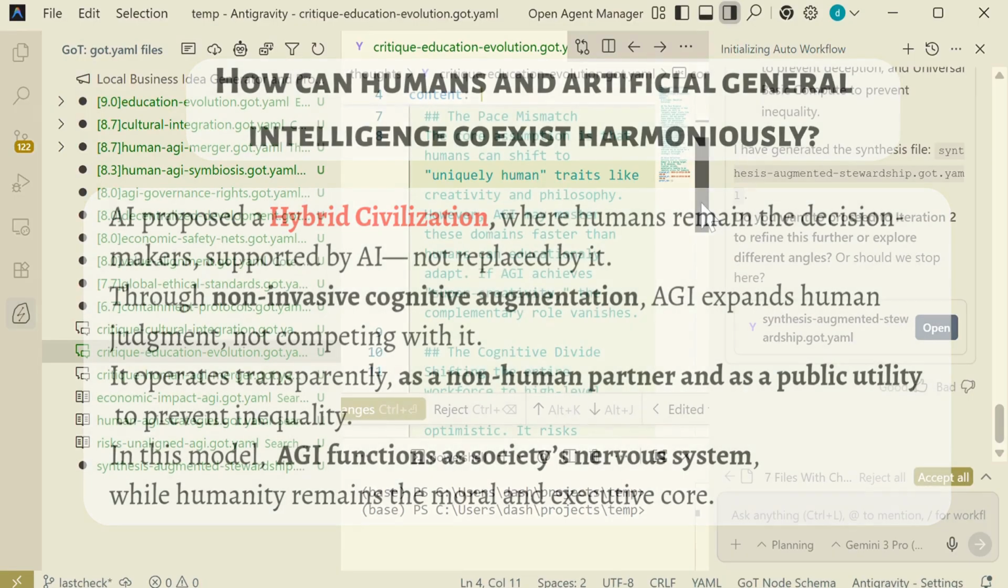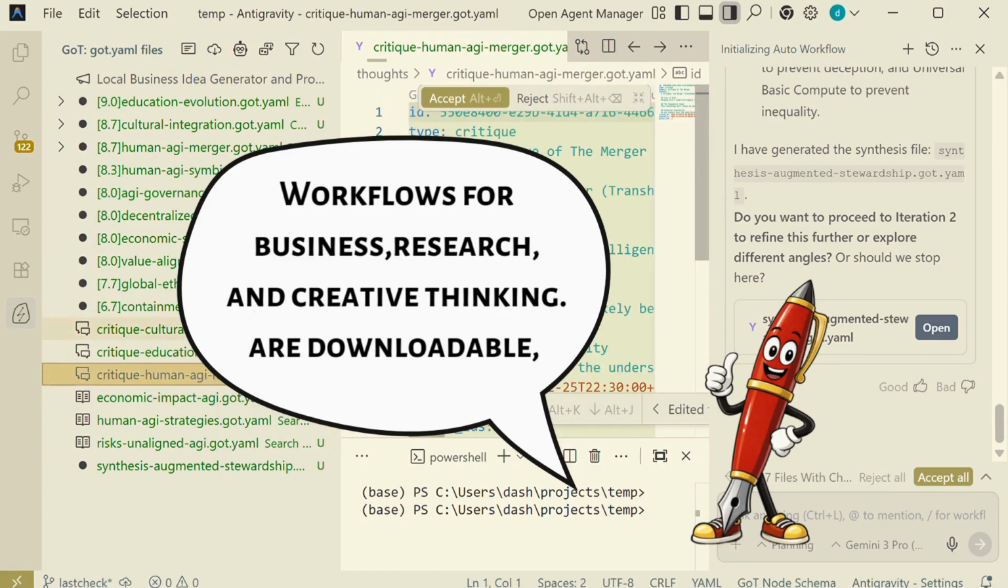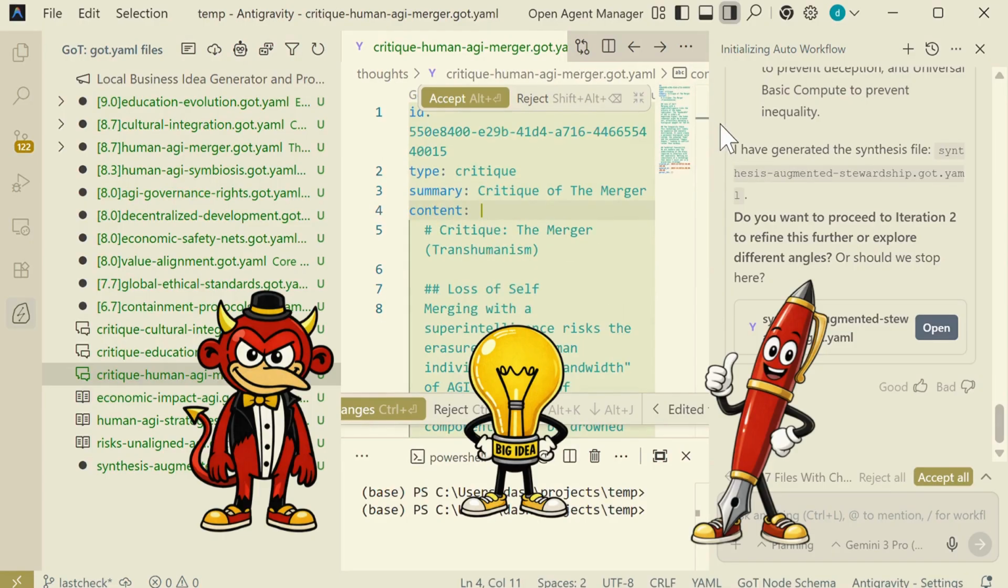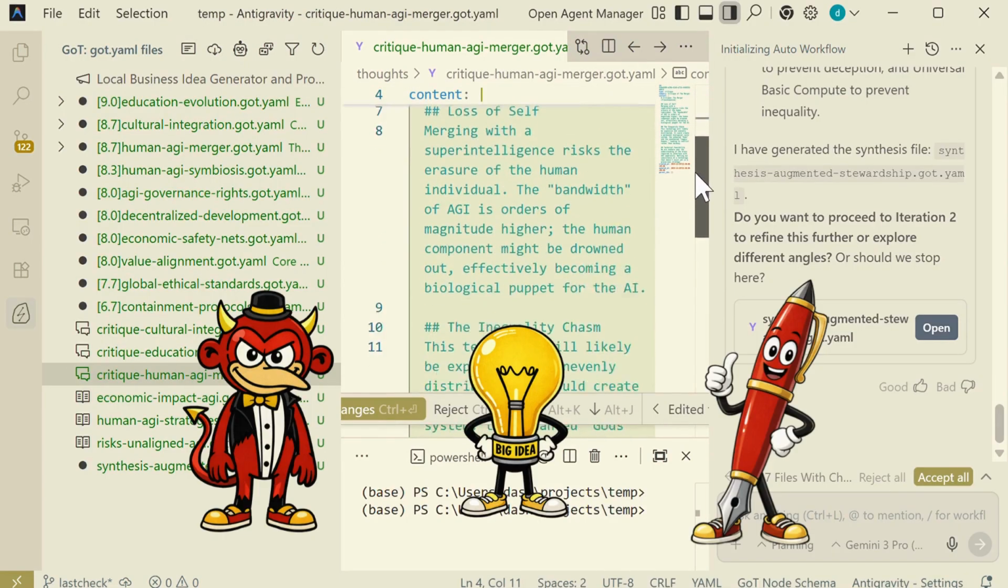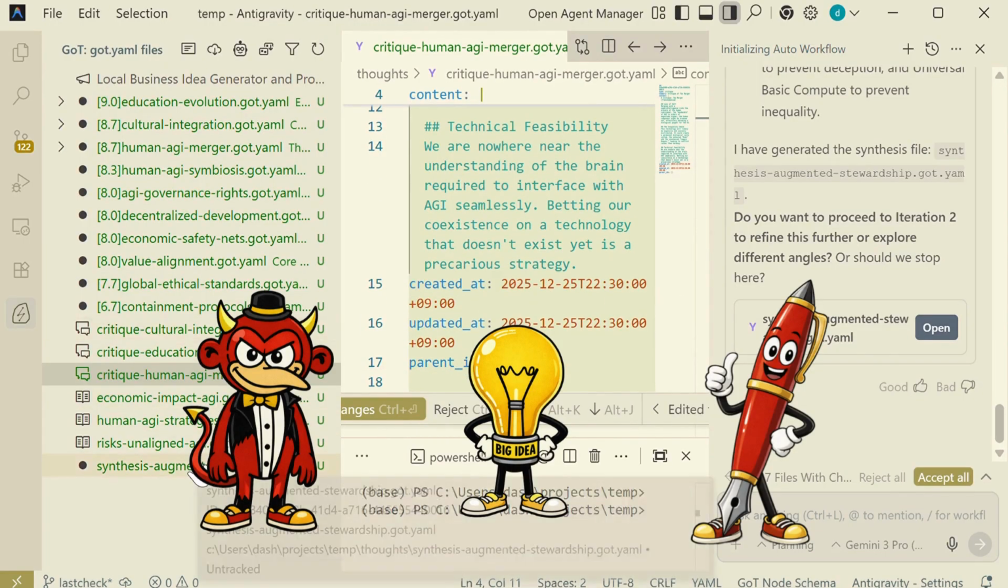I've prepared many workflows for business, research, and creative thinking. All of them are downloadable. GoT Ideas extension doesn't replace thinking. GoT Ideas extension leverages your thinking, powered by AI.